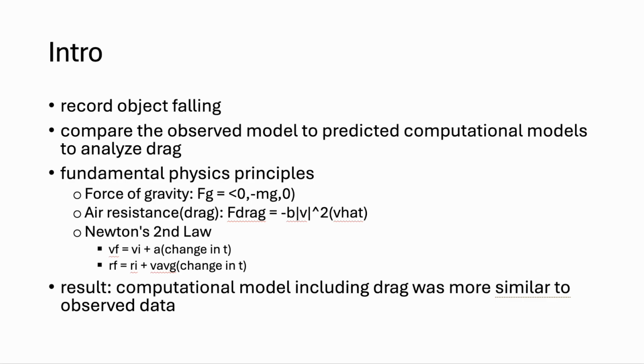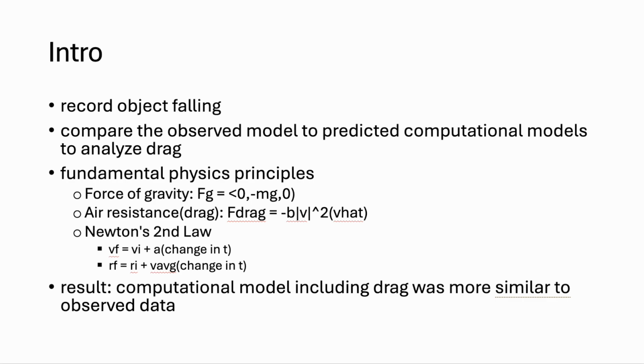The first one is a predicted model, and I created a computational model of free fall without drag, just having gravity, using GlowScript. And for the second computational model, it was the same, but I included drag in this one. The computational models allow us to see the ideal scenario with exact forces that we enter. And I'm going to compare these two methods to analyze drag.